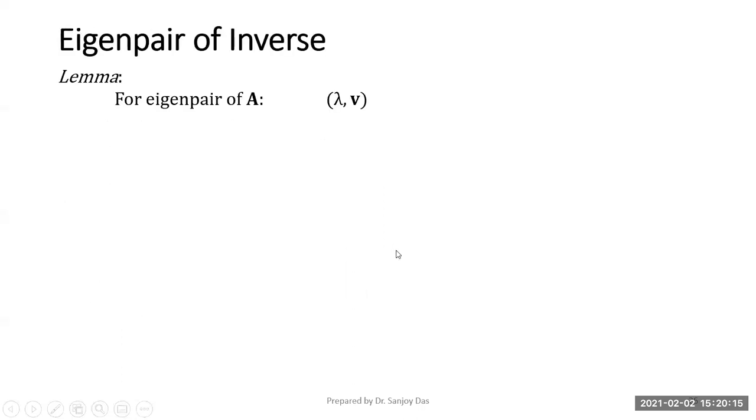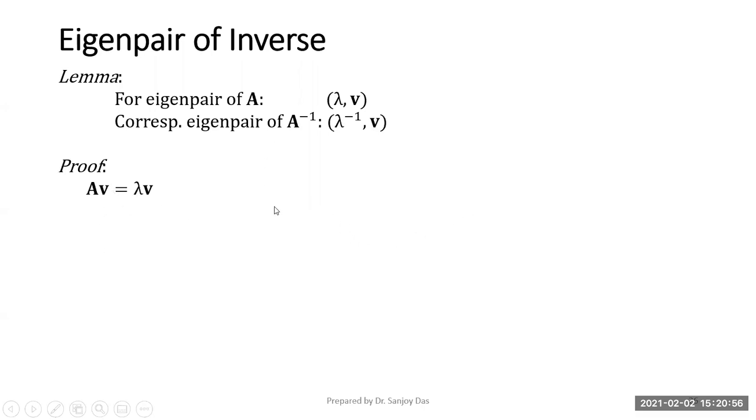Eigenpair of the inverse of a matrix. I'm assuming that the matrix is invertible. If the matrix is non-invertible, then its determinant must be 0, which means that at least one eigenvalue must be 0. So I'm considering an invertible, non-singular matrix. For the eigenpair of A inverse, the eigenvalues you need to invert, but the eigenvectors will remain the same.